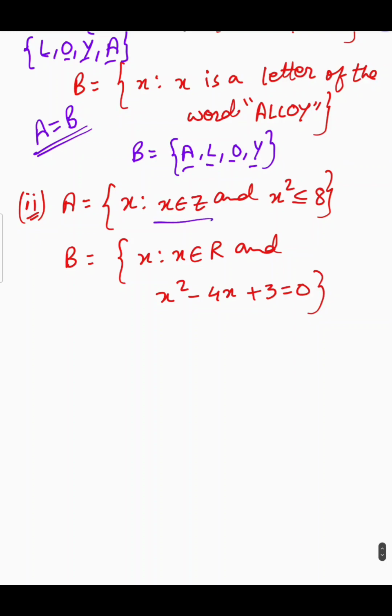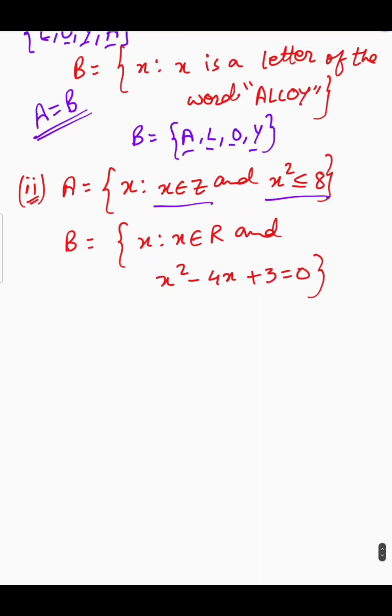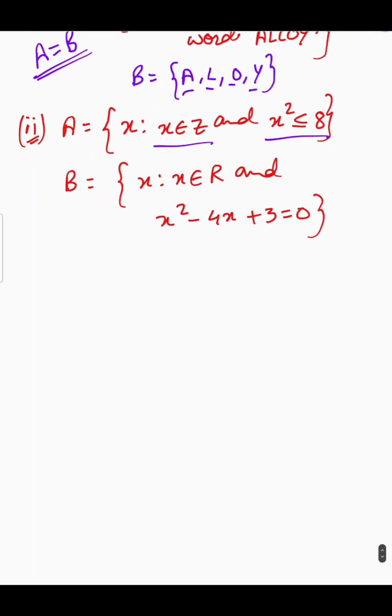X belonging to integers and x squared less than or equal to 8. So what is there in x squared less than or equal to 8? Let's see. If we take x as plus minus 3, then x squared would be equal to 9. That means we have to take plus minus 2 as the highest one.